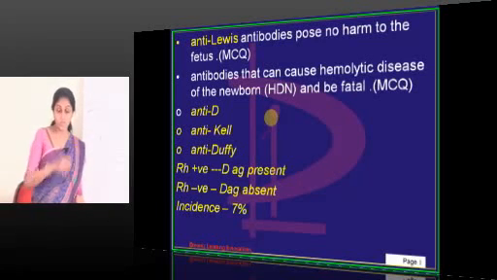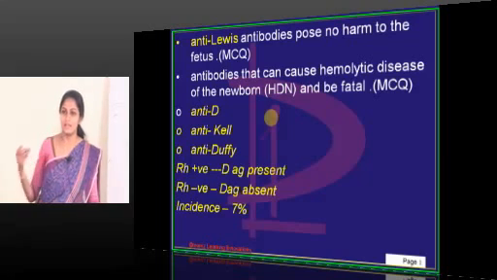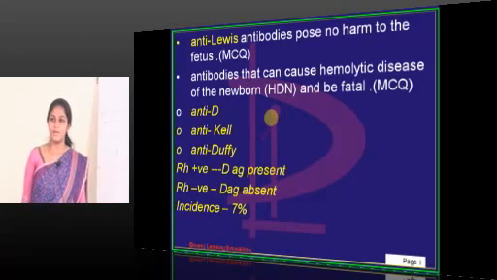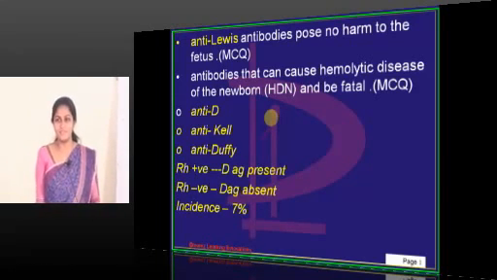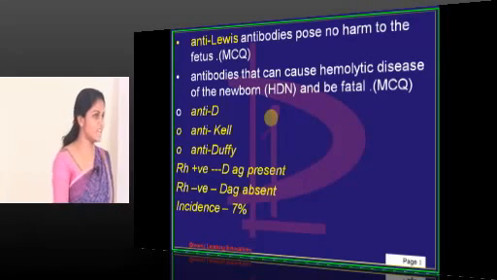What is the blood group? Most common blood group? Rh positive. Blood group B positive. This is the most frequently asked question.